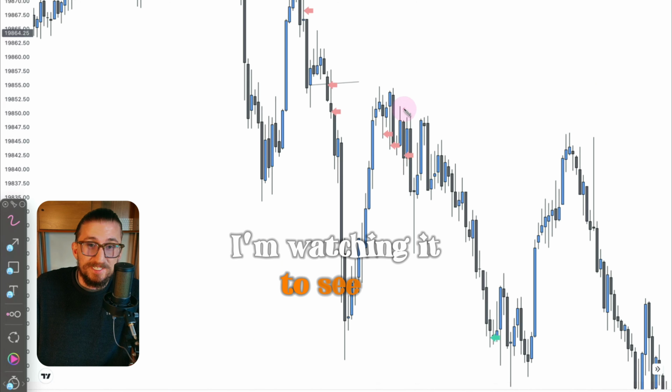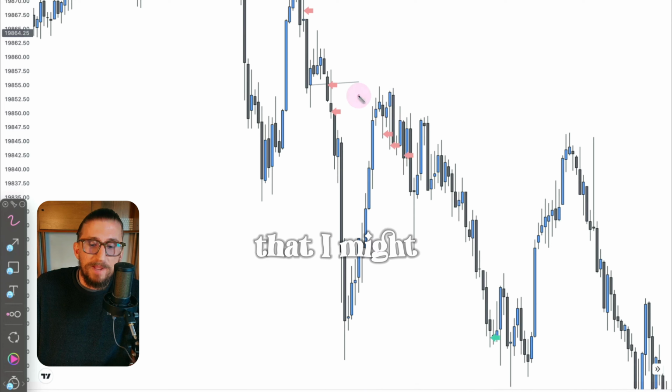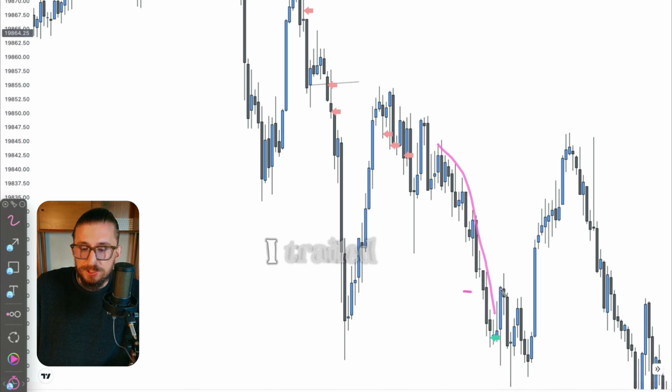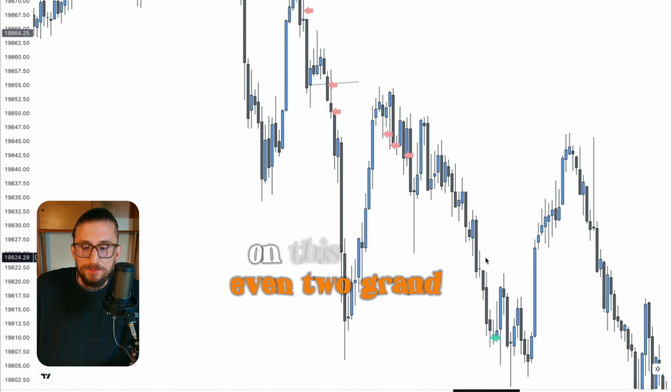I'm watching it to see if there's any sort of clue that I might be in the green to just leave it there. And it wasn't until around right here, about right here, I was in profit, just leaving it. And then this whole way down, I trailed it super aggressively down to here. And then I pinched it off right there to get about even $2 grand on this trade.